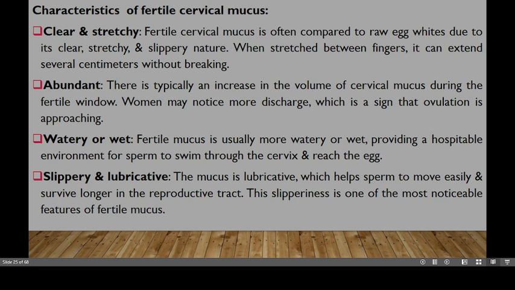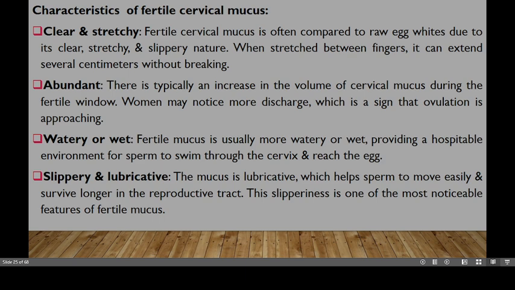Maybe we can proceed. The first one, you find that a fertile cervical mucus is normally clear and stretchy, right? A fertile cervical mucus is often compared to raw egg whites due to its clear, stretchy, and slippery nature. So when stretched between fingers, it can extend several centimeters without breaking. That means that mucus is fertile.